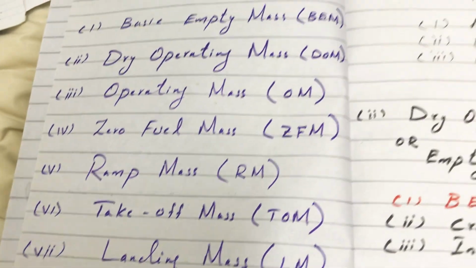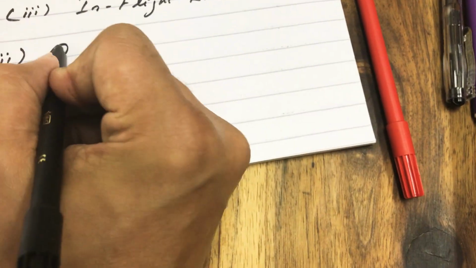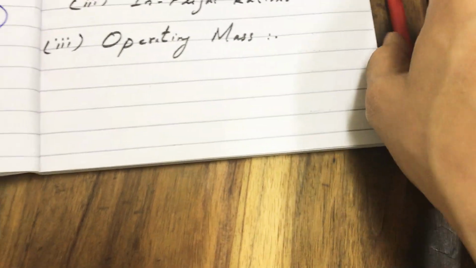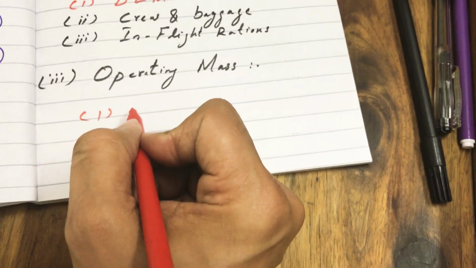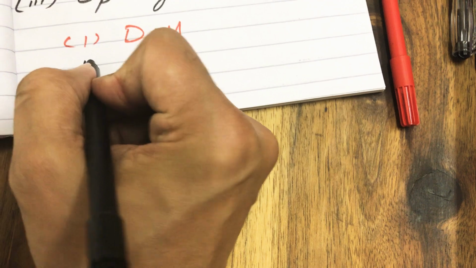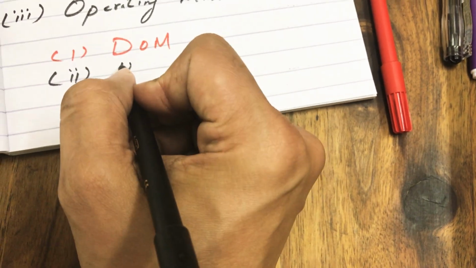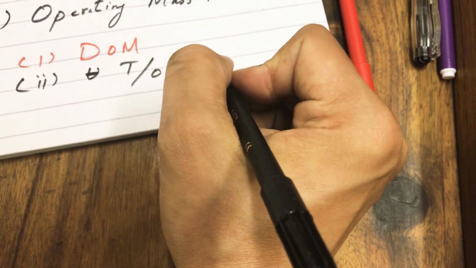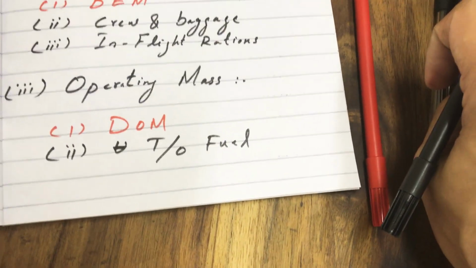Now the third is operating mass. Operating mass includes dry operating mass plus takeoff fuel. That's operating mass.